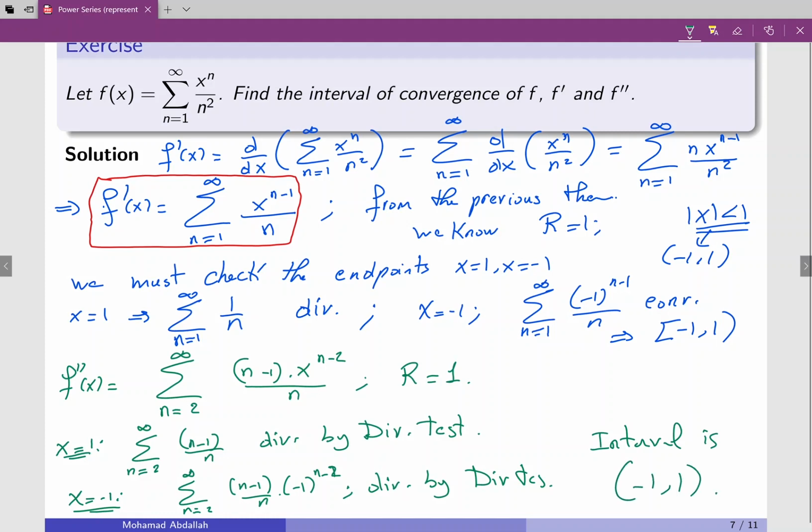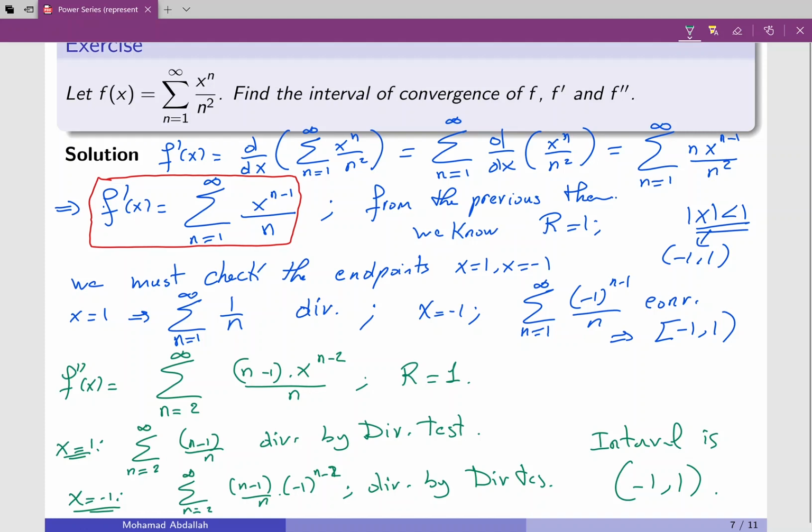Do you notice that for f, this is not a rule, but it happens. For f, I considered the two endpoints. For f prime, I considered only one. Sometimes nothing, so it's not a rule. But I want to show you that the interval changed, but the radius of convergence does not change.